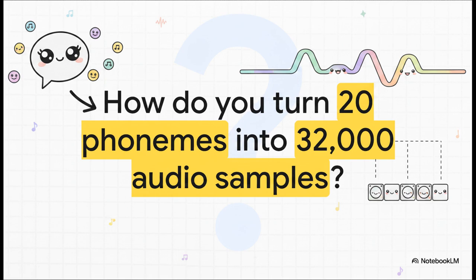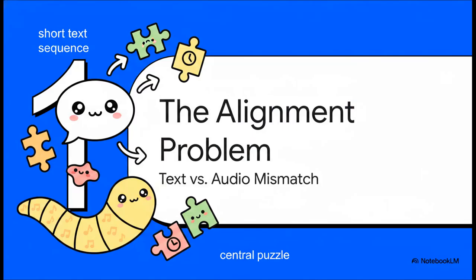fast and efficient. And this brings us to what's known as the alignment problem. How do you know how long each sound is supposed to last? How do you map that short text sequence to the super long audio sequence? For years, the best solution people had was, well, don't try to solve it all at once. Just figure it out one tiny little step at a time.